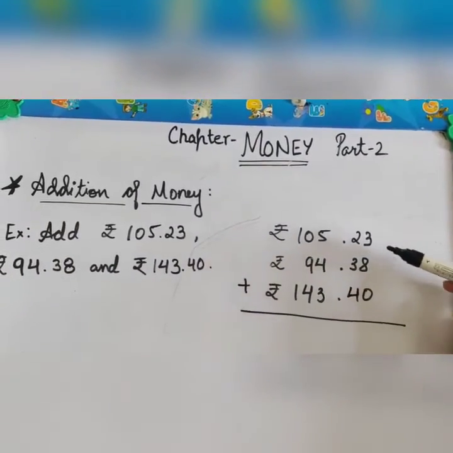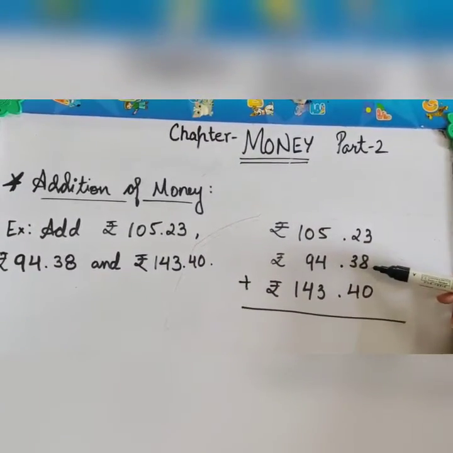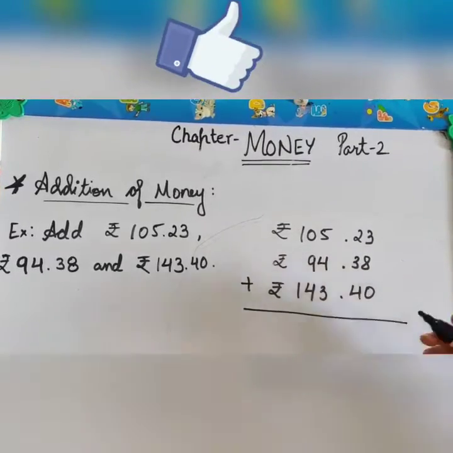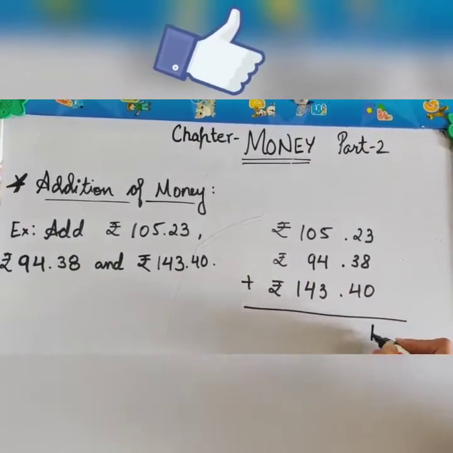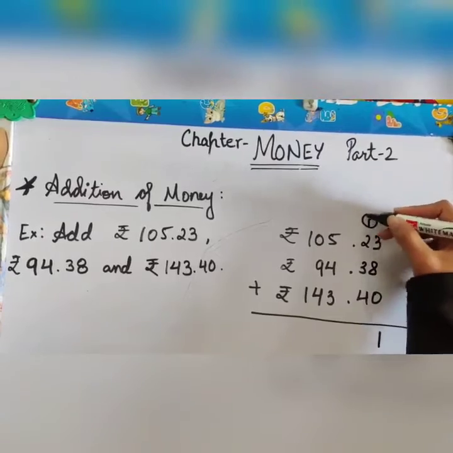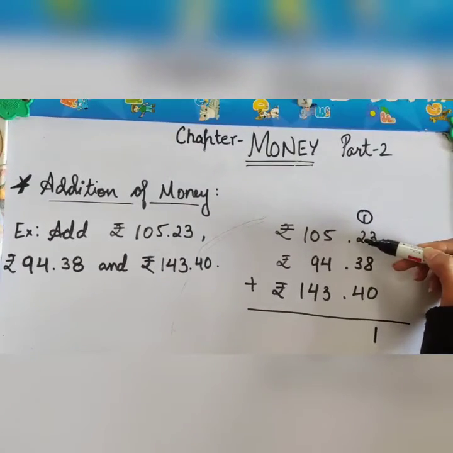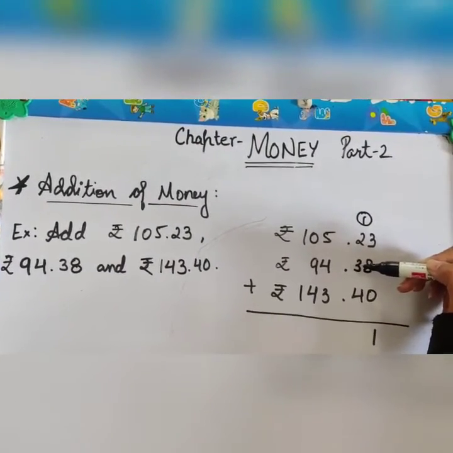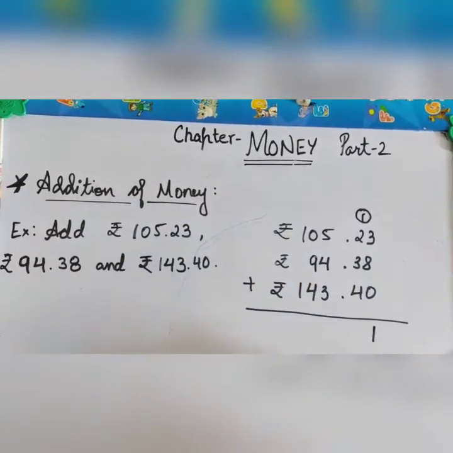Now we will start addition. 3 plus 8, 11. 11 plus 0, 11. So 1 will come here and 1 carry over. 1 plus 2, 3. 3 plus 3, 6. 6 plus 4, 10.